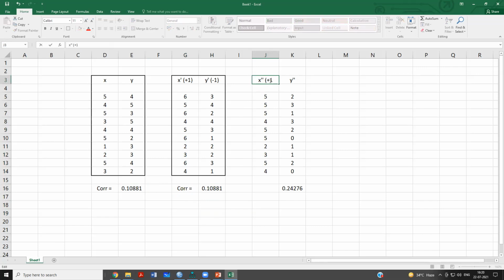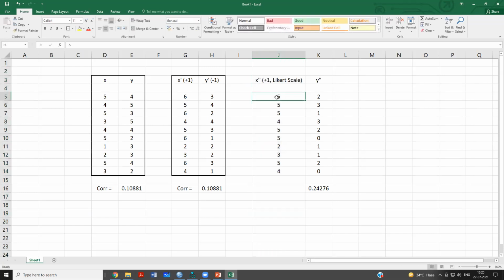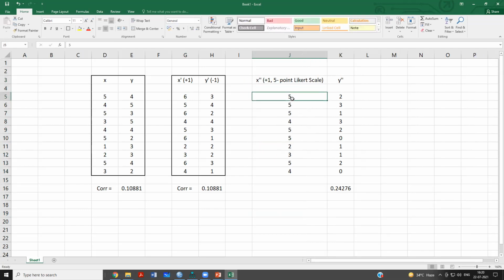This is again a systematic bias of +1, but it is captured on a Likert scale of 5 points. So it is a 5-point Likert scale, and you cannot have a 6 on a 5-point Likert scale. So 6 has to be truncated at 5, because that's the maximum on a 5-point Likert scale. 5 remains 5, 6 again has to be truncated at 5. 4 is okay, no problems there. 5 is okay. 6 again has to be truncated at 5. 2 is fine. 3 is fine. 6 has to be truncated at 5, and 4. And then this again is measured on a 5-point Likert scale.